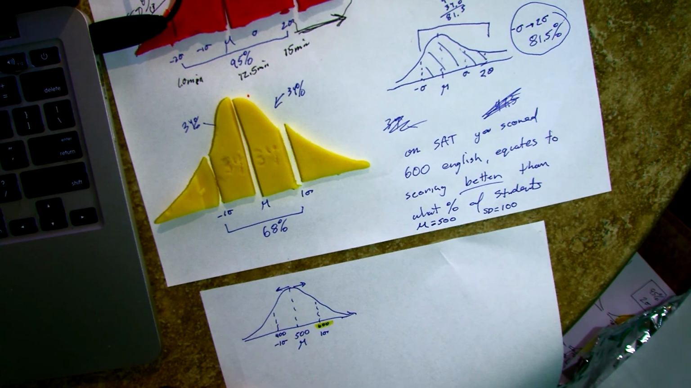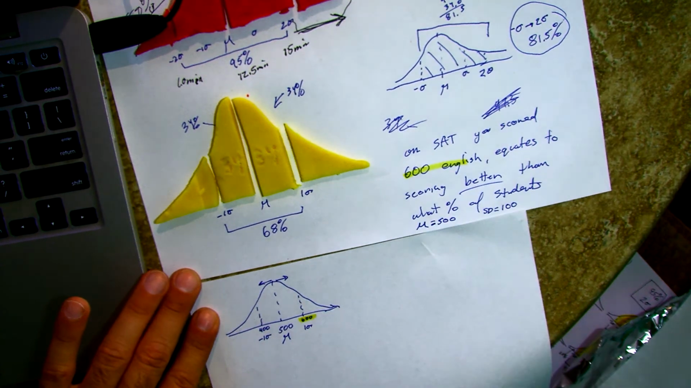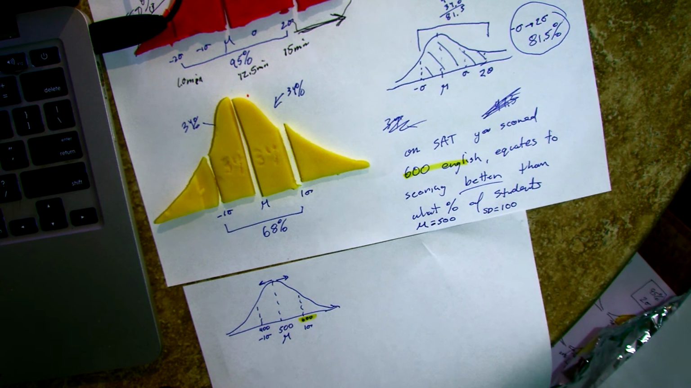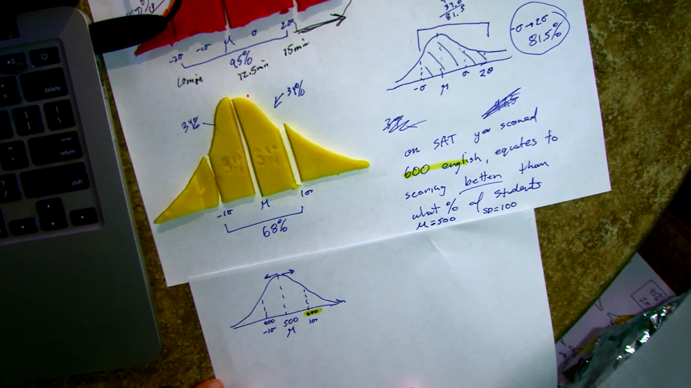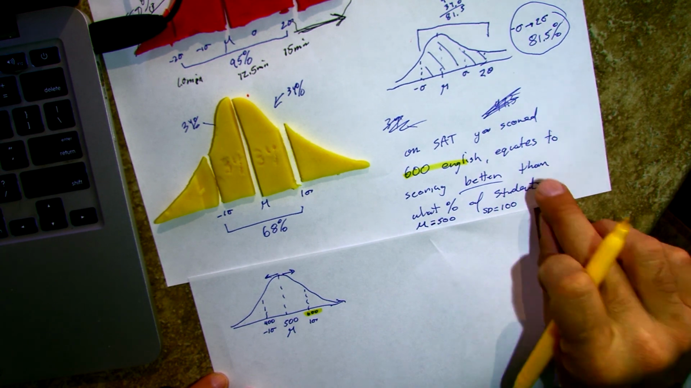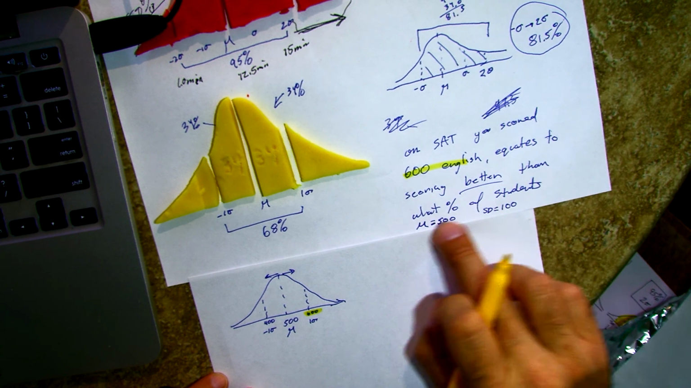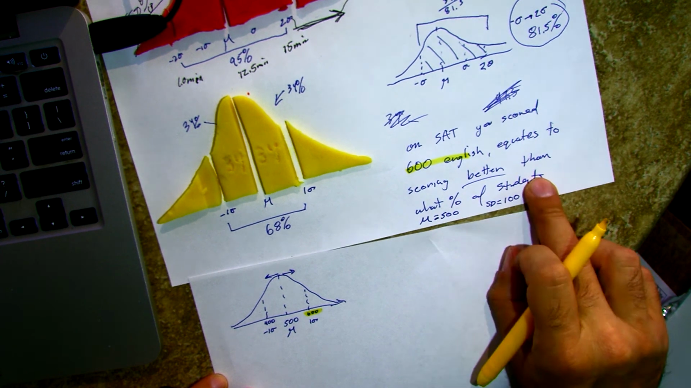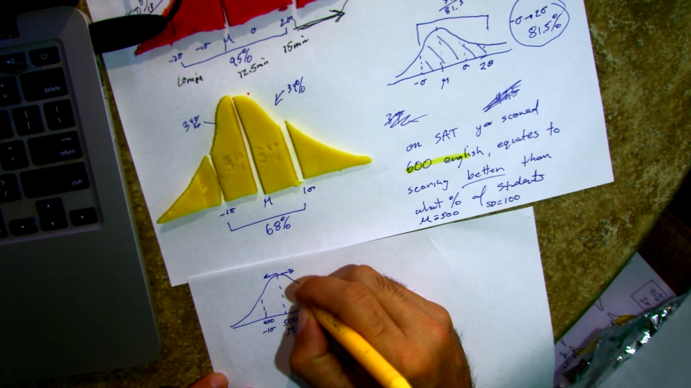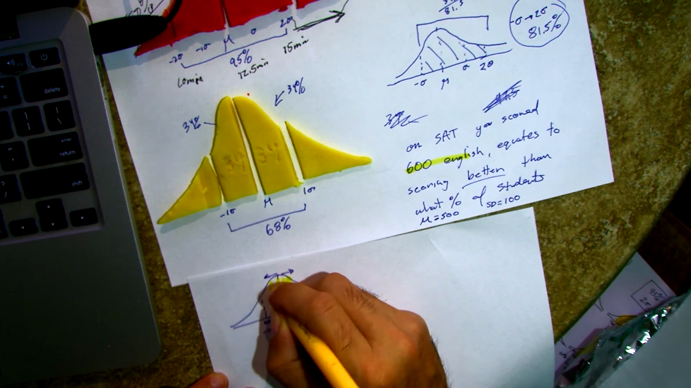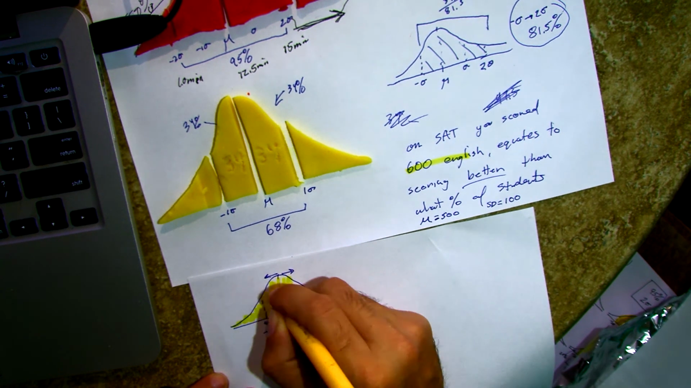Now let's look at what it's saying. And this is a good intro to what we'll hit tomorrow, okay? Because look, 600 equates to scoring better than what percent of students? So watch what we're doing. We're going to find what percent fits to the left. You scored better than all those students, right? That's what it would mean.